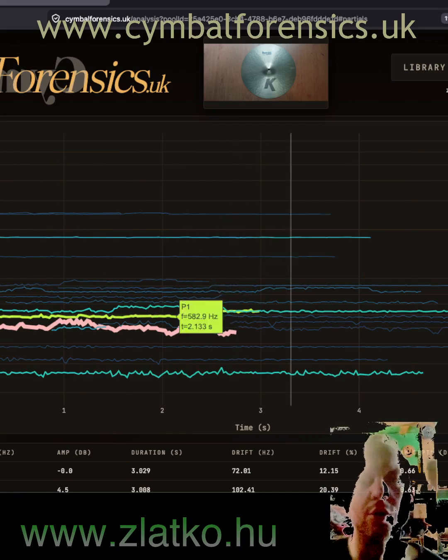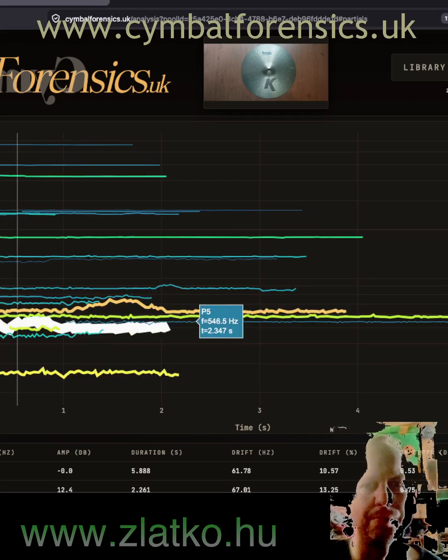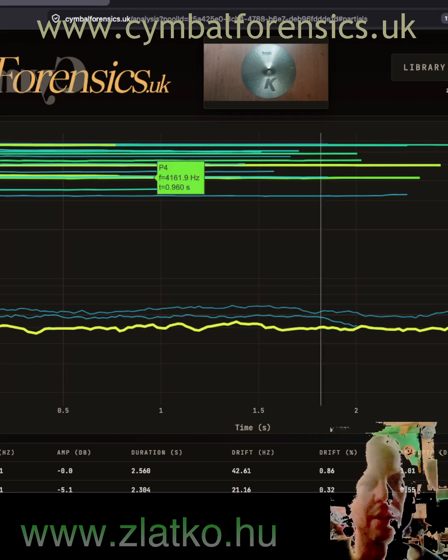So it's interesting to see how the 4 softer hits actually keep this fundamental dominant. And here you can actually trace it. It's going up and down a bit, around 500 Hertz throughout. And then suddenly the energy escapes into the higher region. It's really curious how there's nothing tracked.